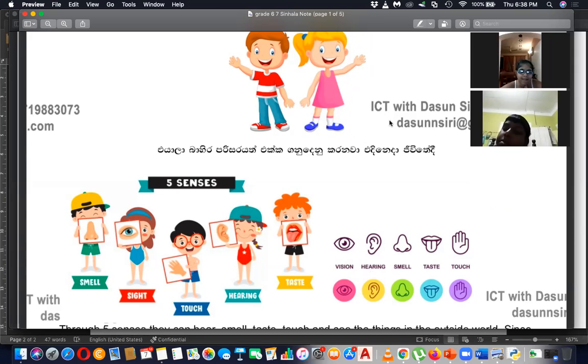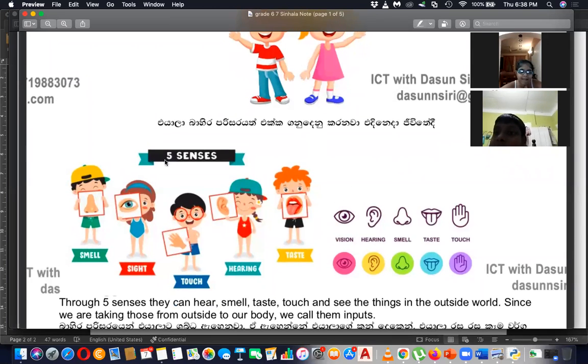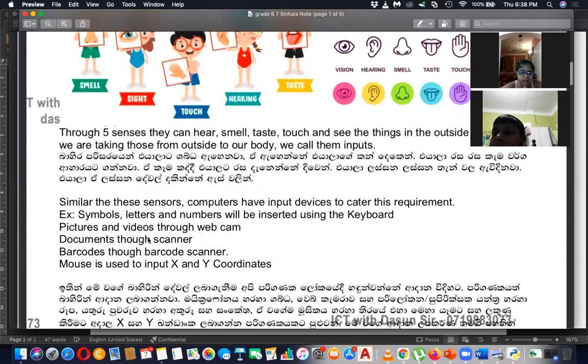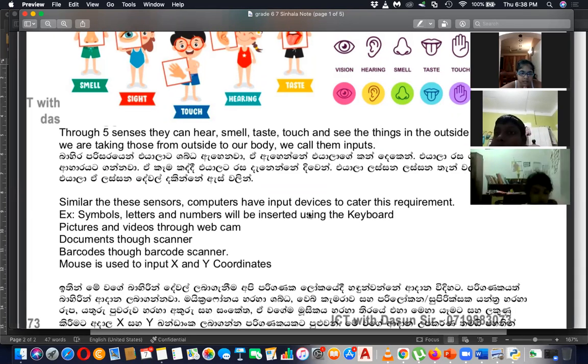Now you know what kind of sensors computers have. We have 5 senses, but the computer has fewer, yet it does more. It can hear, it can read documents through scanners, it can see pictures through the webcam, it can take inputs, letters, numbers, and symbols through the keyboard, and it can read barcodes through the scanner. It can also read XY coordinates, which means it can touch any place through the mouse.